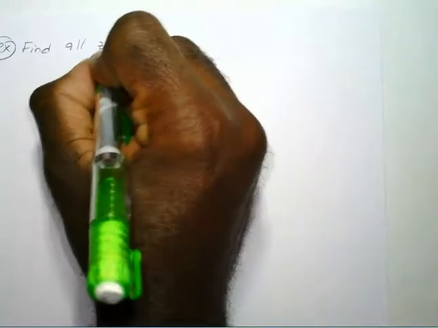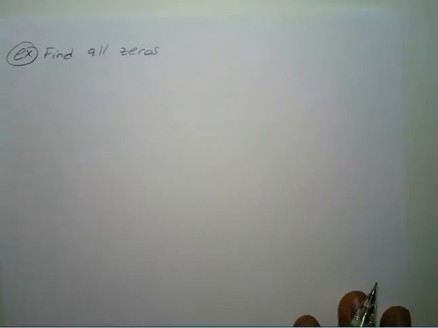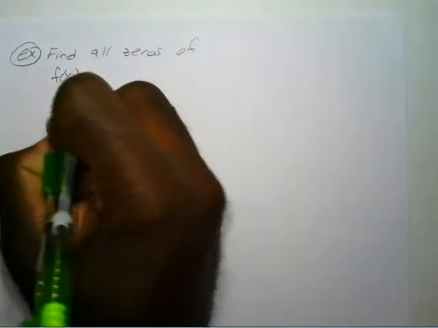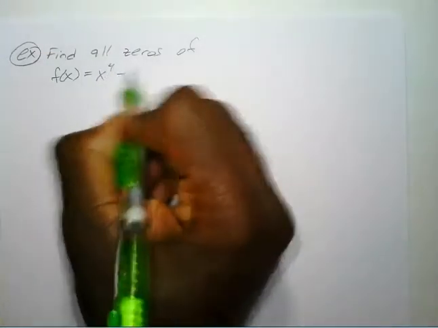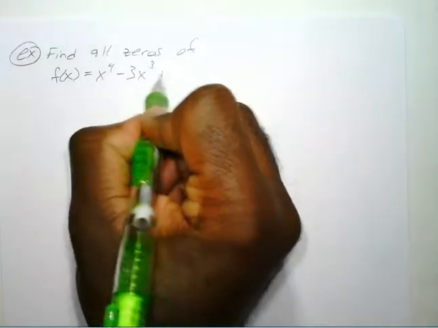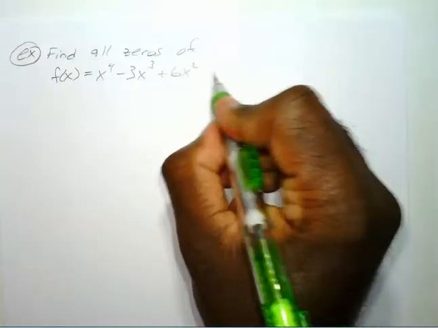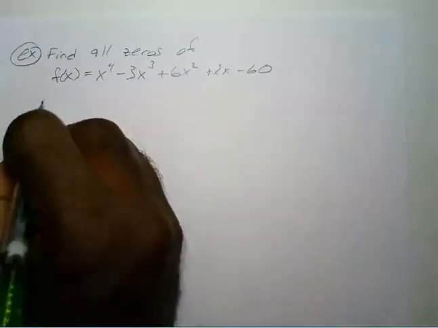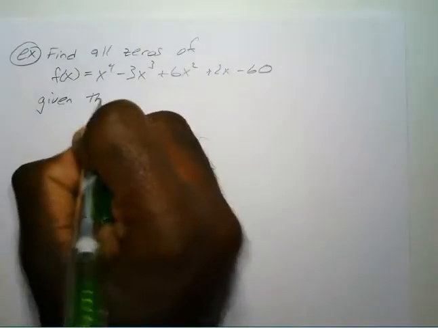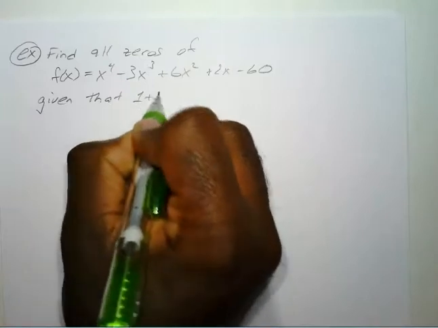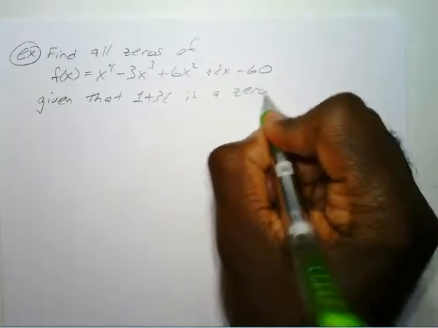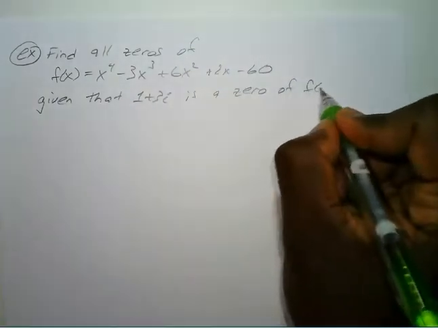What if we wanted to find all the zeros of f of x is equal to x to the fourth minus 3x to the third plus 6x squared plus 2x minus 60. Given that 1 plus 3i is a zero of f of x.